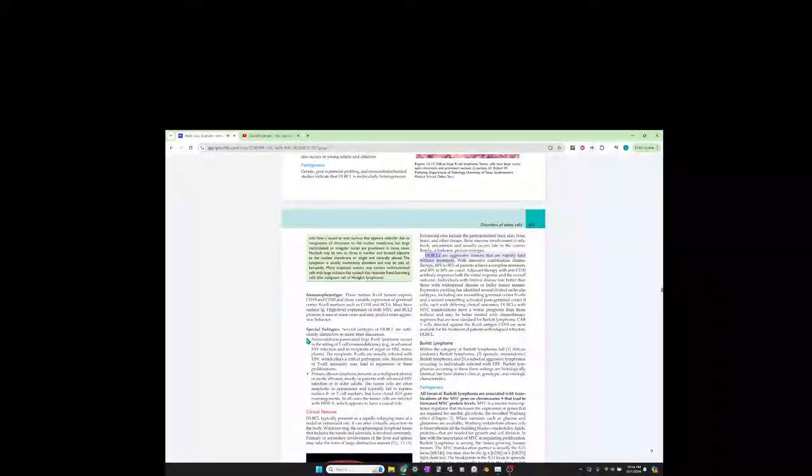Extranodal sites include the gastrointestinal tract, skin, bone, brain, and other tissues. Bone marrow involvement is relatively uncommon and usually occurs late in the course. Rarely a leukemic picture emerges. DLBCLs are aggressive tumors that are rapidly fatal without treatment.